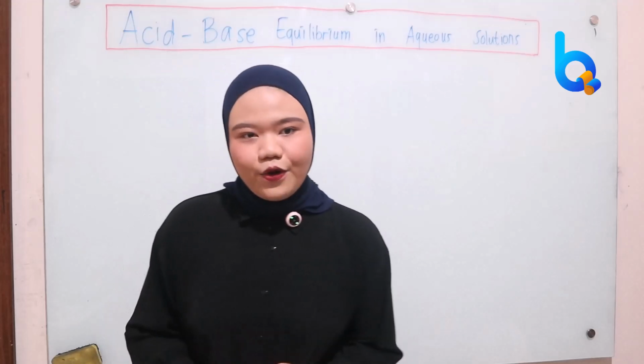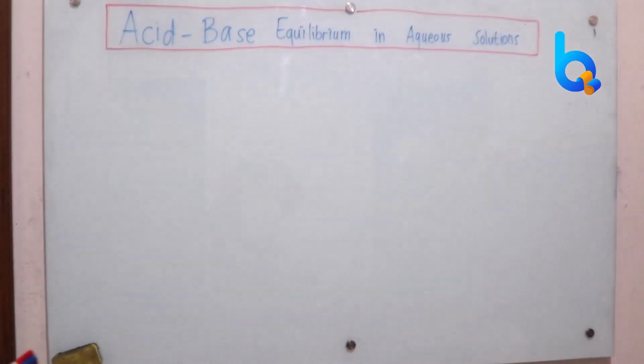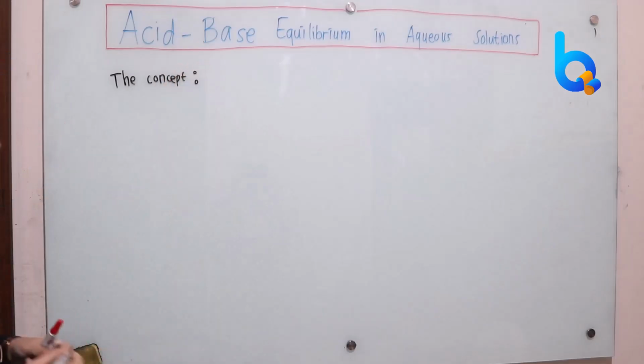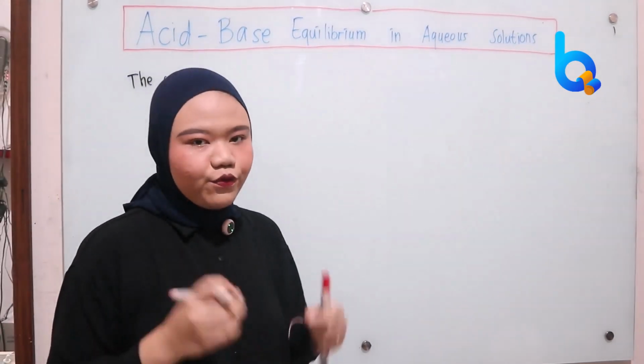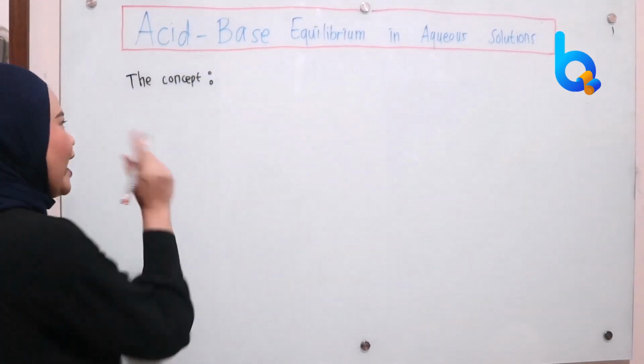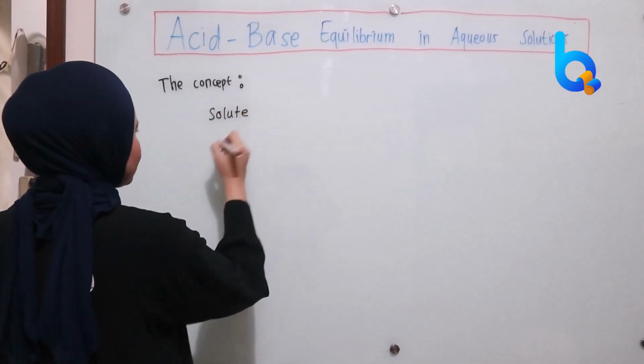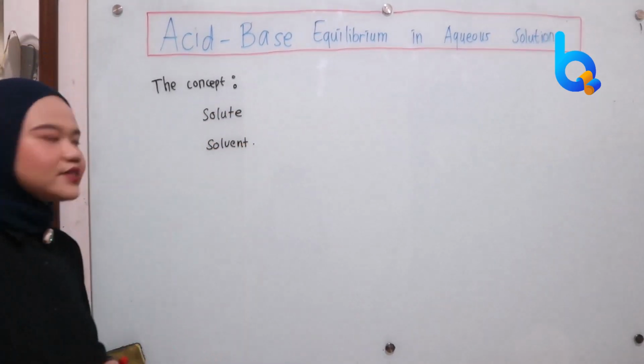So today we are going to see the material about acid-base equilibrium in aqueous solution. First of all, I was talking about the phase. So this is the basic concept of aqueous solution. If we're talking about aqueous solution, we already know there are two components: solute and also solvent. So what is the difference between solute and solvent?